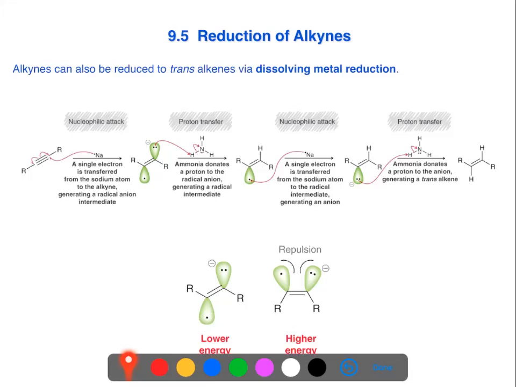The preferred species, the preferred radical anion intermediate, is the lower energy species in which the anion and the radical, the orbitals containing those electrons, are on opposite sides of the double bond. So this is believed to be the reason for the observed outcome, that we only obtain the trans alkene in the dissolving metal reduction reaction.